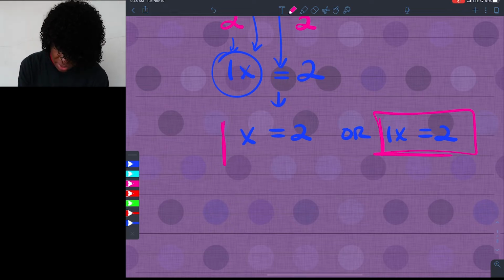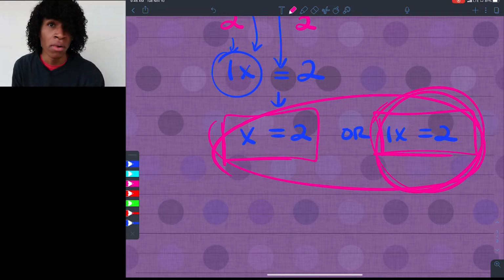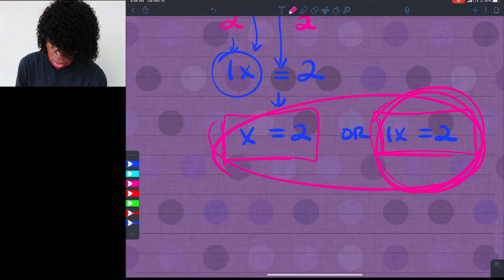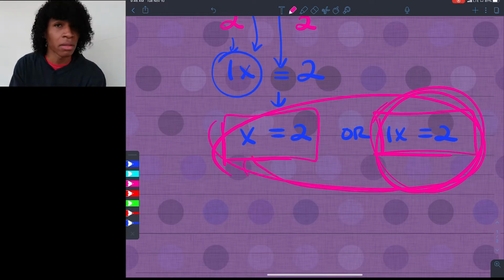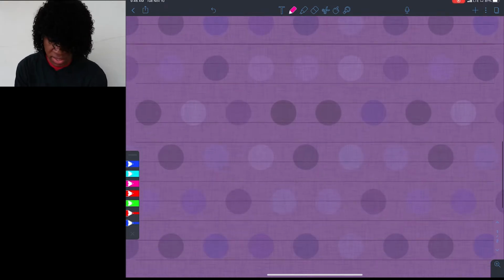It's cleaner to do it as x equals 2, but just know that these 2 answers are the exact same thing. And if this over here makes more sense to you, please just do it for now. If it makes more sense to you, you can always learn to drop off the 1 later on. I'm cool with that.